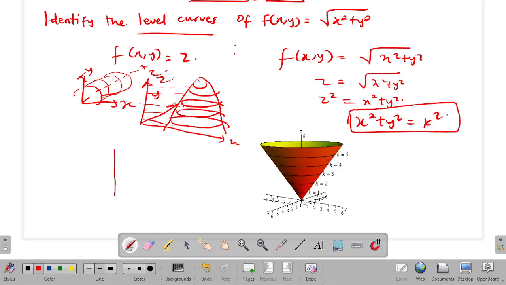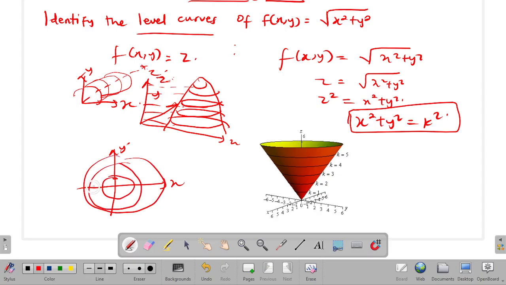So when you plot this in our 2D, if I collapse this into our 2D, you have x and y. So at radius 1, 2, 3, I have my first circle, my second, my third. That is when I have 0, 1, 2, 3. So that's my k equals 1, my k equals 2, and my k equals 3. So these are the level curves of this function.